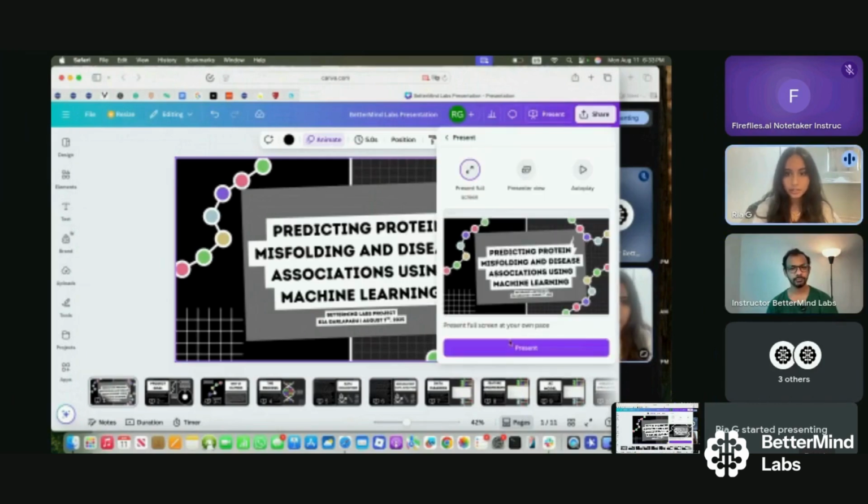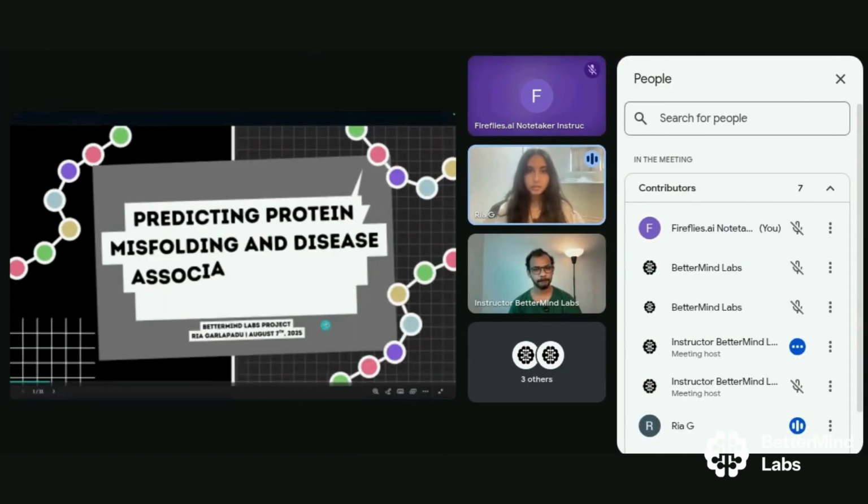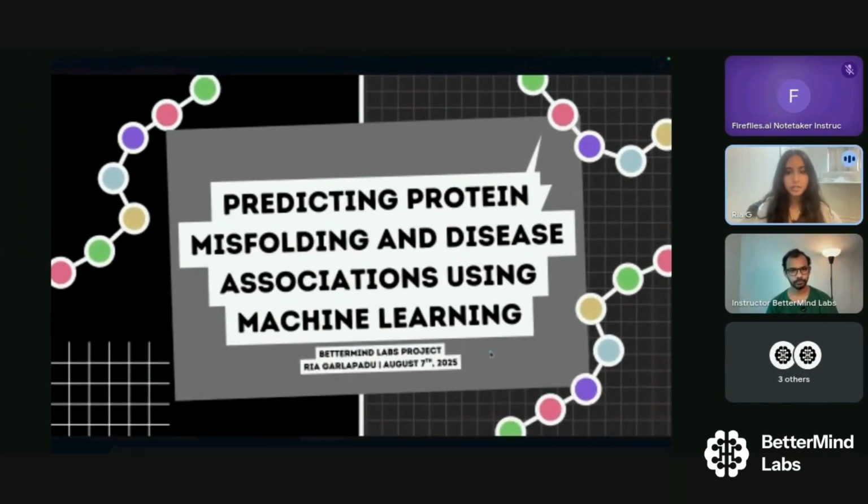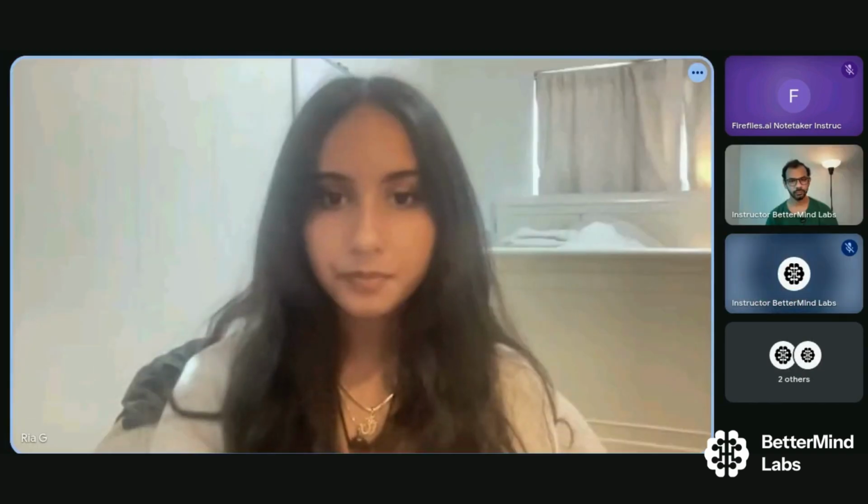So this is my presentation. Basically, it was about predicting protein misfolding and disease associations using machine learning. So the goal of this project was to use machine learning.